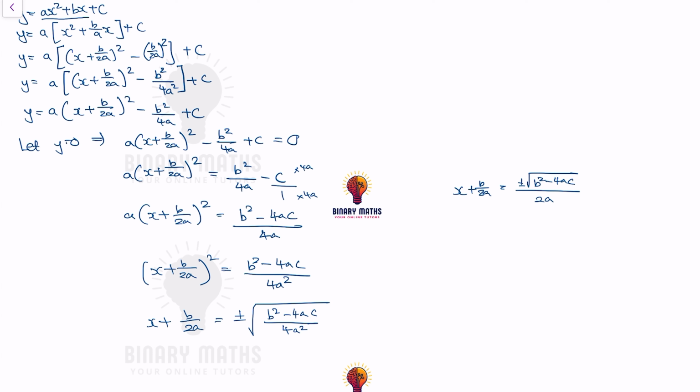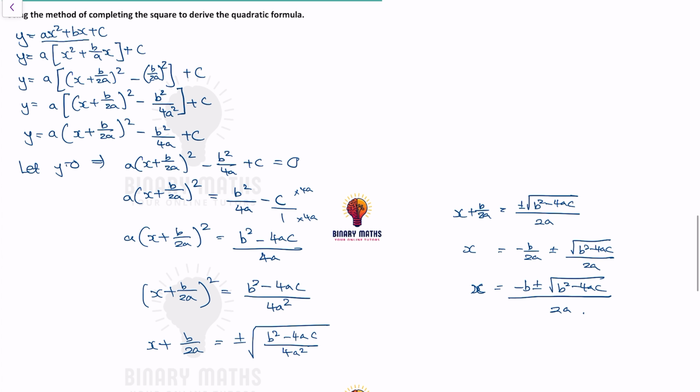Now I need to rearrange by getting rid of the positive b over 2a, so it becomes negative b over 2a, plus or minus, I can put right at the front, square root of b squared minus 4ac all over 2a. Because the denominator is the same, I can write it on top of 2a, so I get minus b plus or minus square root of b squared minus 4ac all over 2a, which is obviously the quadratic formula. So that is how you derive the quadratic formula using completing the square on the general form of a quadratic equation.